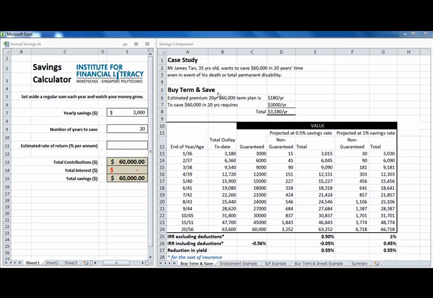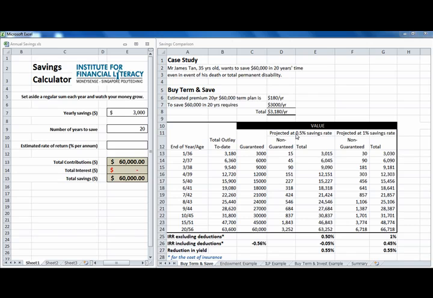One way to achieve this is to buy a term plan and save regularly. For his age, a term plan to cover $60,000 for 20 years is estimated to cost around $180 a year. Using the savings calculator, he needs to put aside $3,000 a year to accumulate $60,000. This is a total outlay of $3,180 a year. His savings are guaranteed, but the projected interest rates are not.